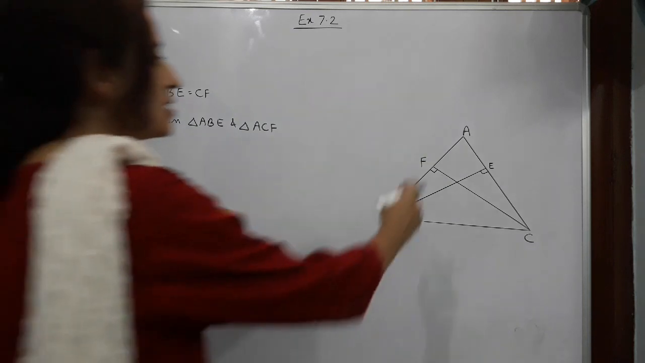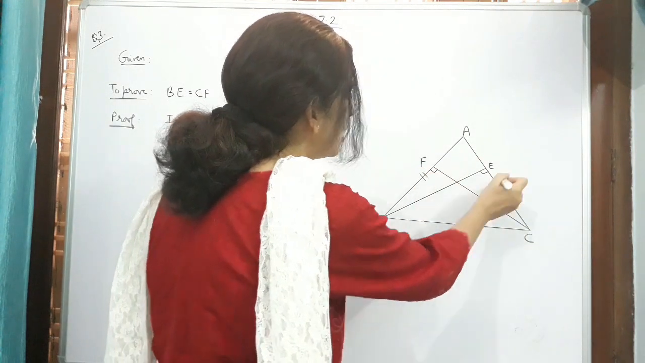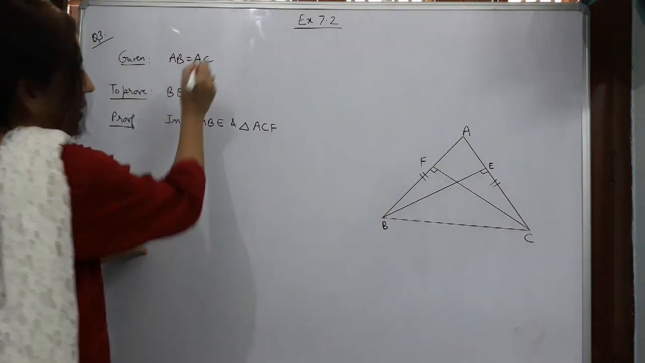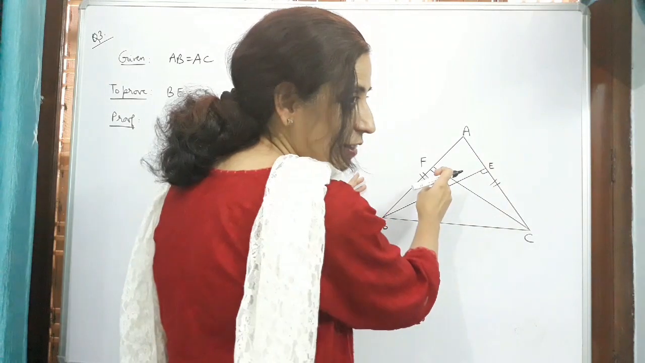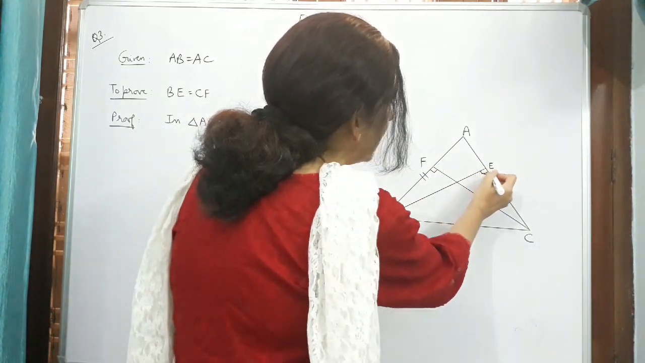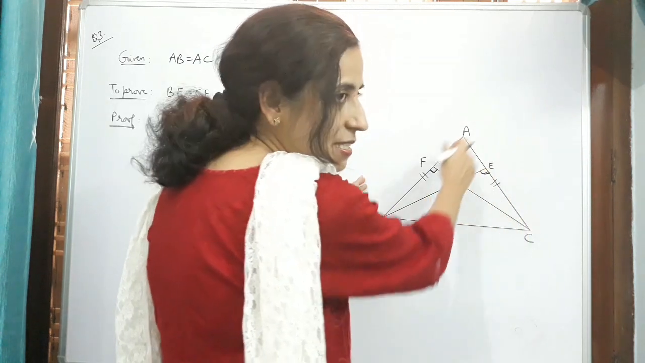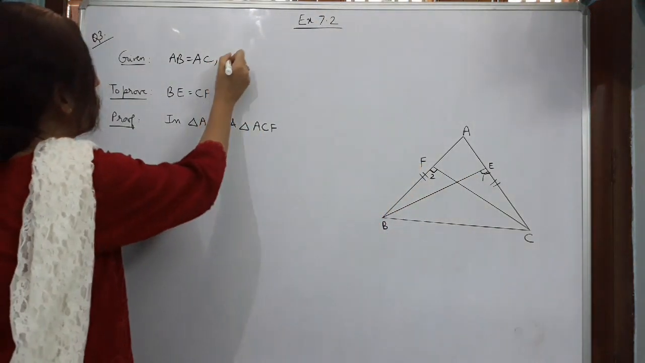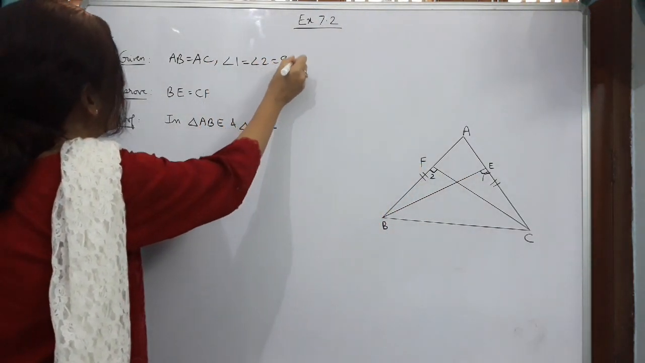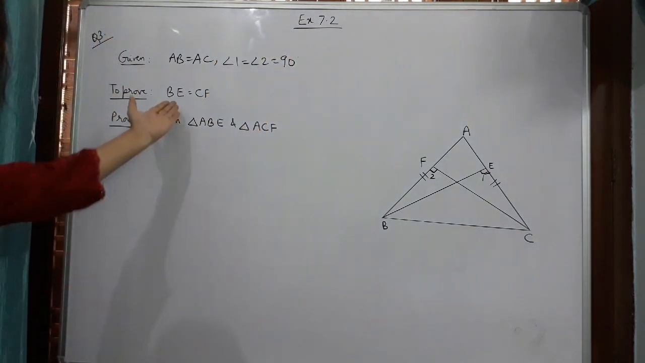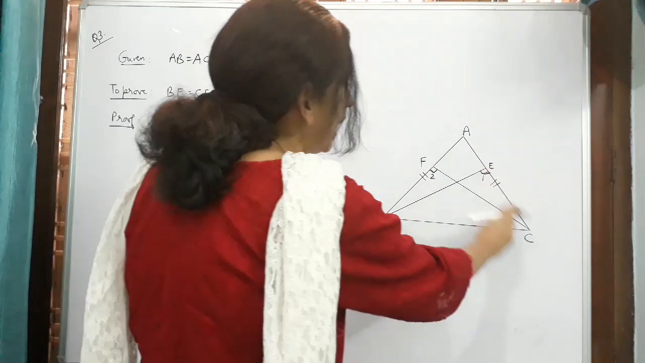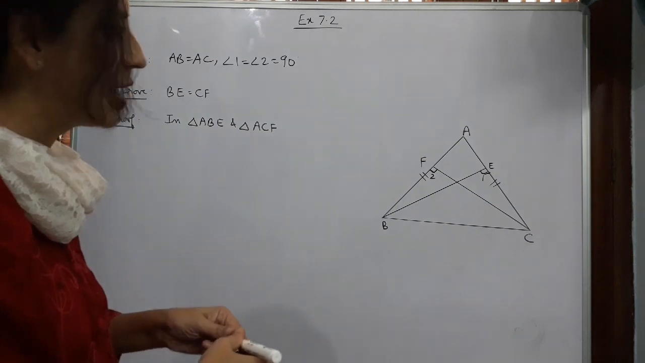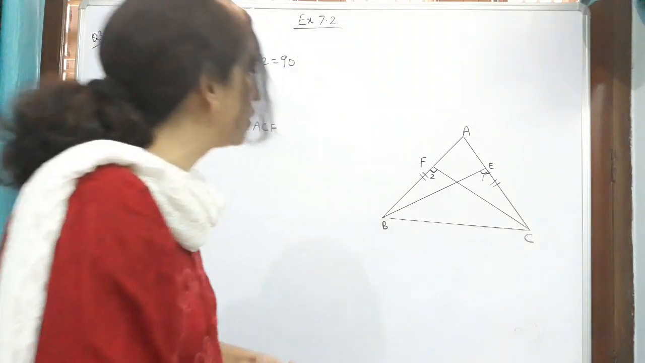So over here, since ABC is an isosceles triangle, it is also given to us that AB is equal to AC. Now BE and CF are the altitudes. Altitudes means they are perpendicular to these sides. So angle 1 is equal to angle 2, given to be of measure 90 degrees. Now we have to prove that BE is equal to CF. For proving this, there are two methods. First, we'll prove it by the first method.